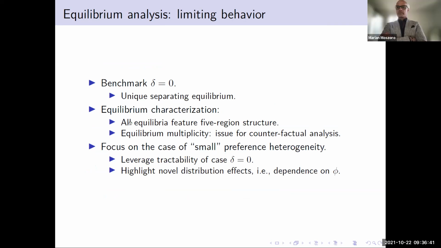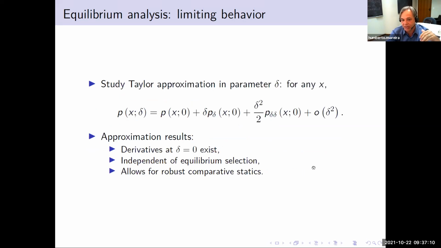The equilibrium is going to have this five-region structure that I just showed in the picture. The equilibrium multiplicity is an issue, as I said, for the counterfactual analysis that I'm proposing in this paper, but you're going to focus on this small preference heterogeneity and leverage the tractability of the case delta equals 0. This is going to highlight the novel distributional effects coming from the prior distribution phi, which is the prior distribution of the risk type, right?